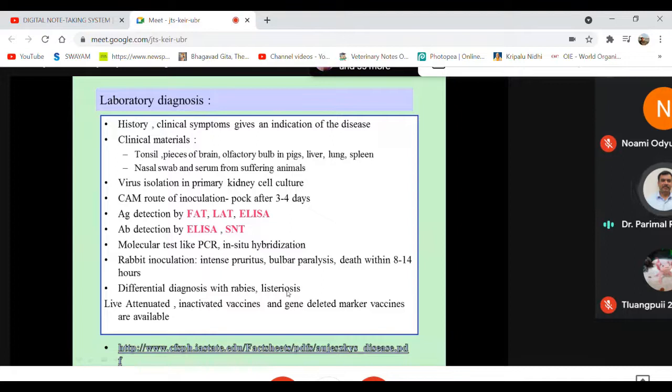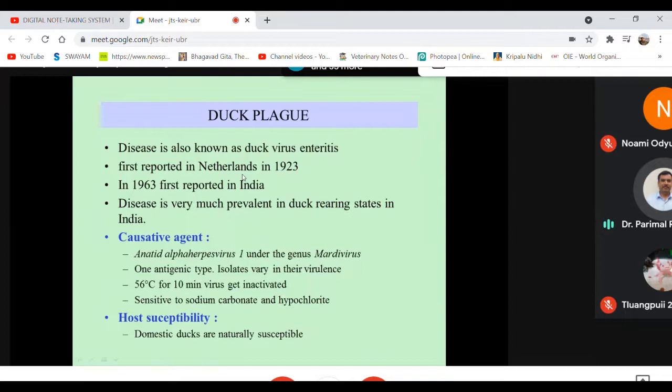Controlling this infection, different categories of vaccines, including recombinant marker vaccines, are also available in the international market. Both live attenuated and inactivated vaccines are in use for controlling the infection. Some more facts and information you can download from the CFSPH website. I have given you a link here, about this Pseudorabies infection.